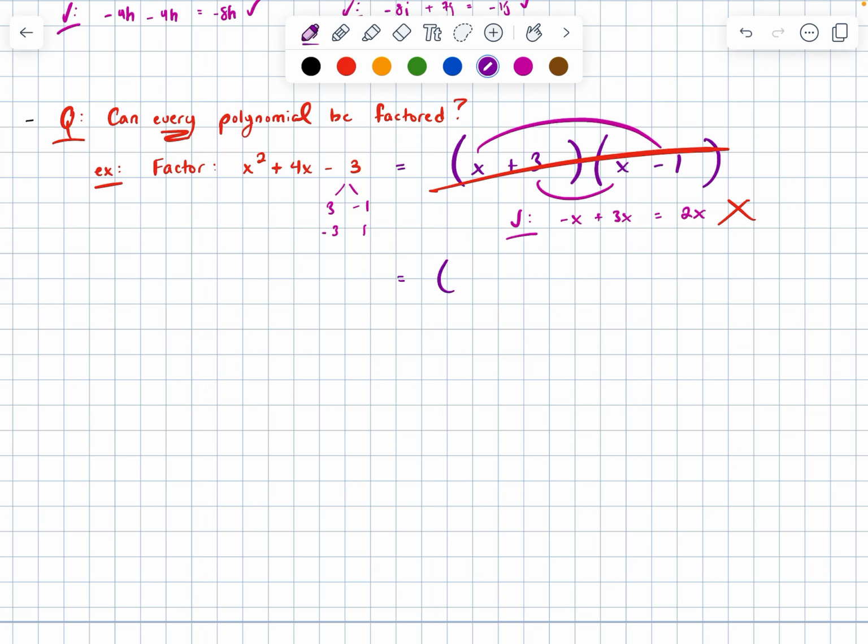So the only other option for me would have to be if I flip it. So instead, it could be x minus 3, flipping my sign, and x plus 1, flipping my sign. Well, again, let me check my middle term and make sure I'm happy. So x times 1 gets me positive x. Negative 3 times x gets me negative 3x. Adding those together, well, that's going to give me negative 2x. This is not the middle term I want either. So I've exhausted all of my possible options and none of them work.